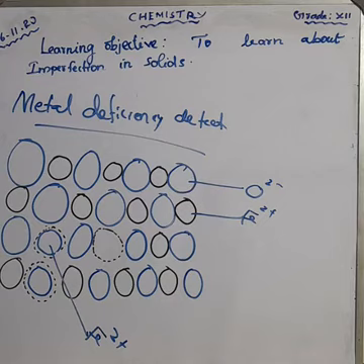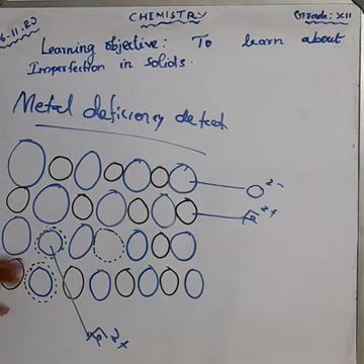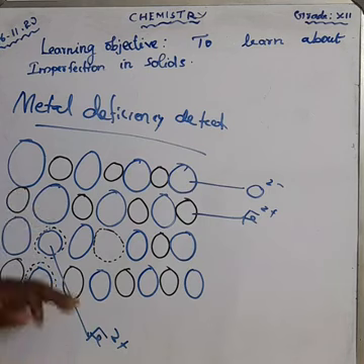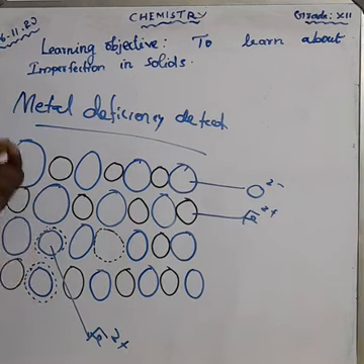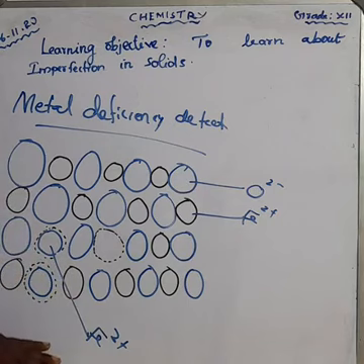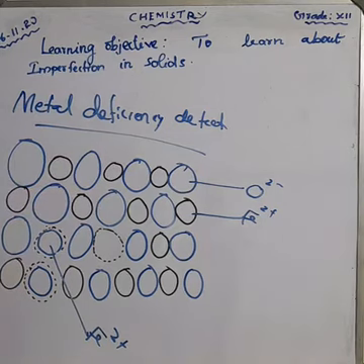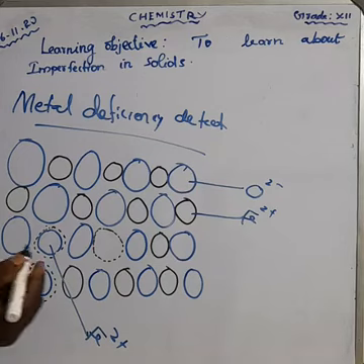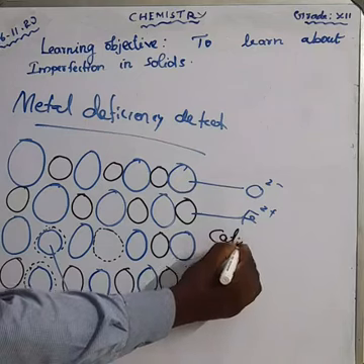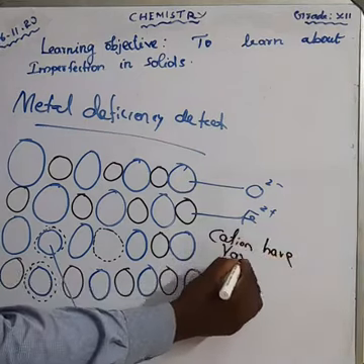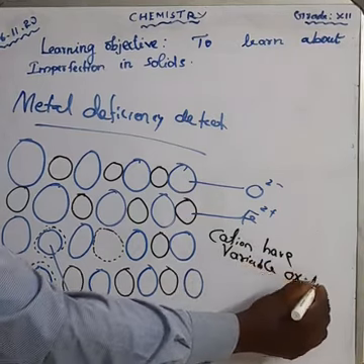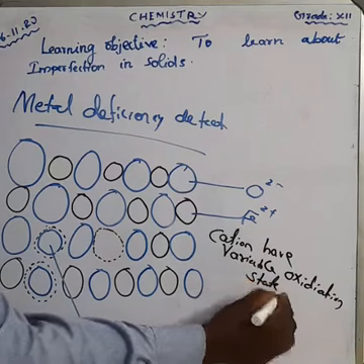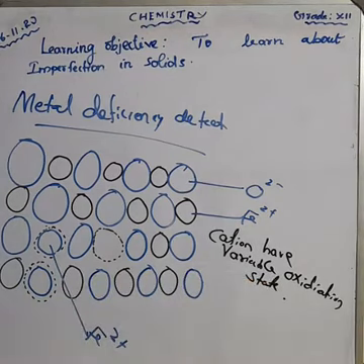What is metal deficiency? Metal deficiency means having less number of cation than the anion. Metal deficiency arises due to the presence of less number of cation than the anion. This defect is observed in crystals whose cation has a variable oxidation state. Don't forget that the cation has a variable oxidation state.